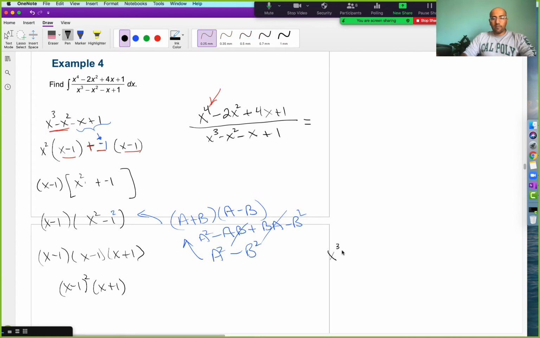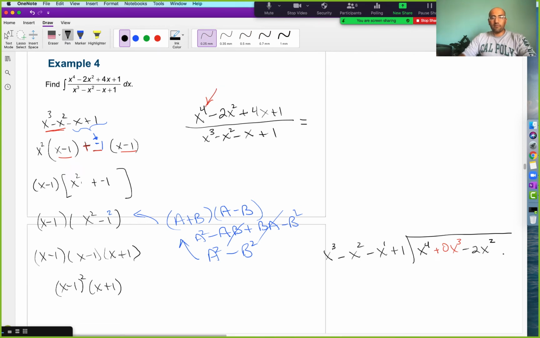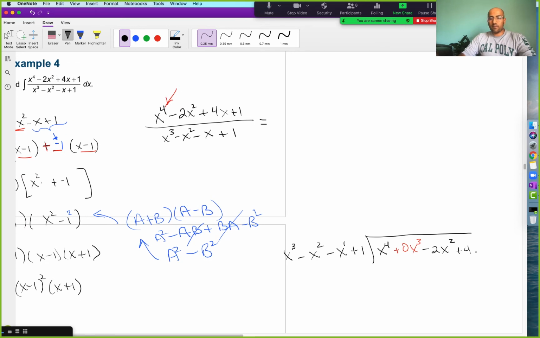So we have x to the power of 3 minus x squared minus x plus 1. All of the powers are represented in descending order. That's good. And that's going to go into x to the power of 4. Now the power of 3 is missing, so I have to toss that in there. Plus 0x cubed, minus 2x squared plus 4x plus 1.